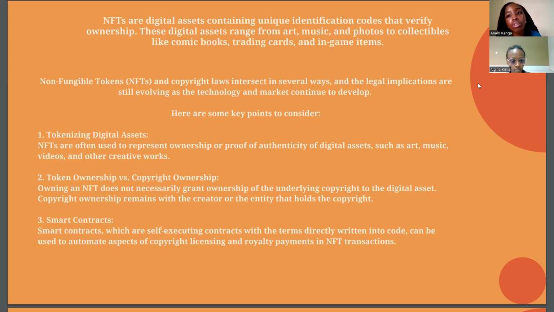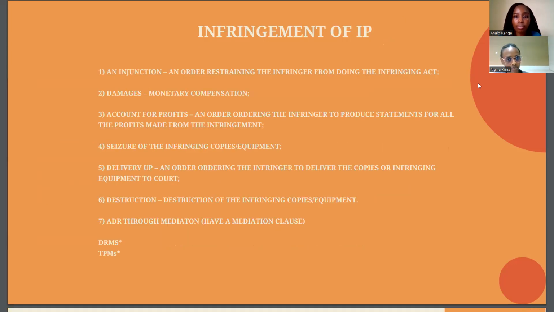So non-fungible basically means non-exchangeable. It means unique. It means one of one. And that's why it's used when you're talking about copyright, because copyrightable material are unique materials. A trademark is very unique. It's one of one, and it is distinguishable from other forms.